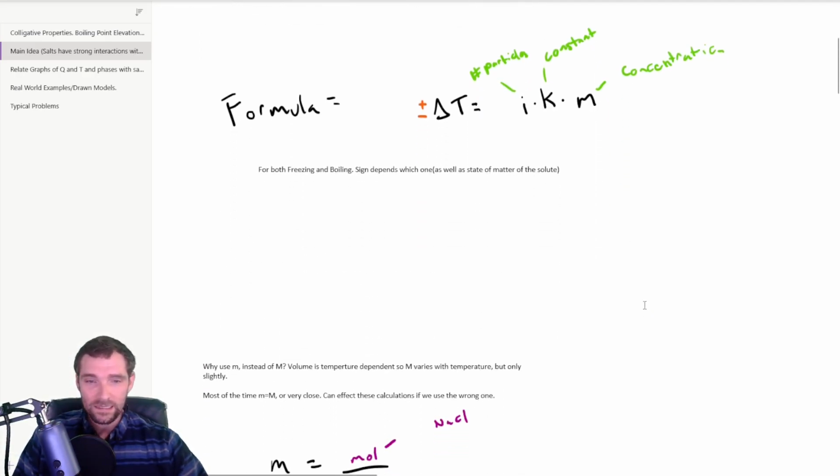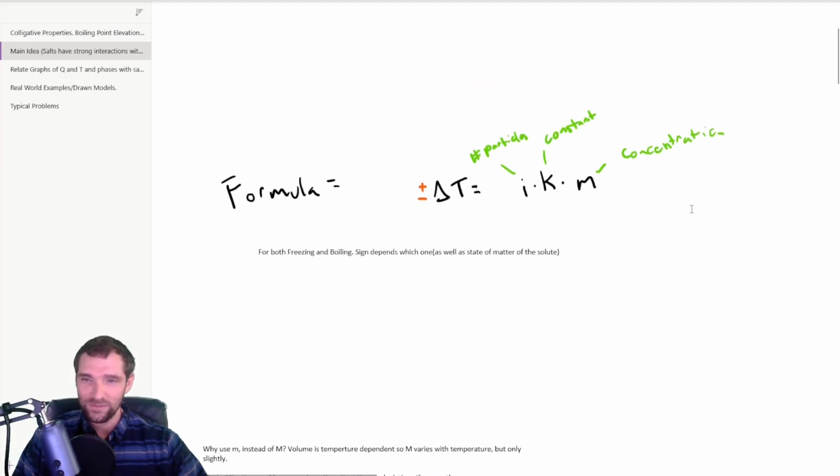So basically, i is the number of particles. K is some constant that's dependent on the liquid you're trying to change the boiling point of, and m is the concentration. So if you're putting in a lot of salt, it's going to make a very concentrated solution. That's going to cause a big change in T. If the salt dissolves into a ton of particles, like it breaks up into 4 pieces, that's also going to have a big effect on the temperature because it's causing more interactions with water. If you've got more charged particles in there, the water is able to interact with more things.